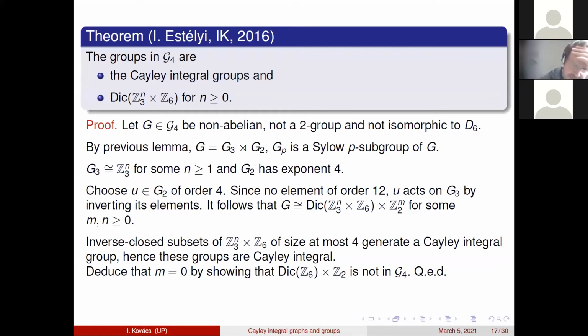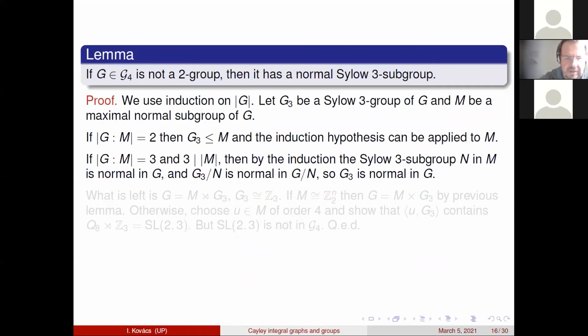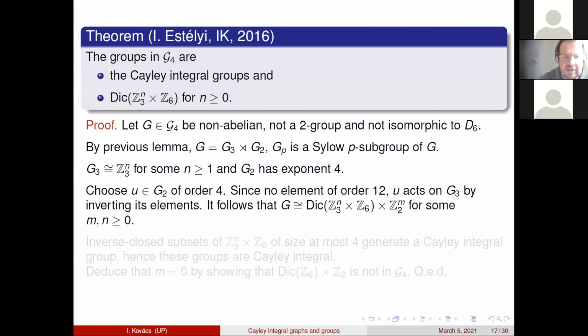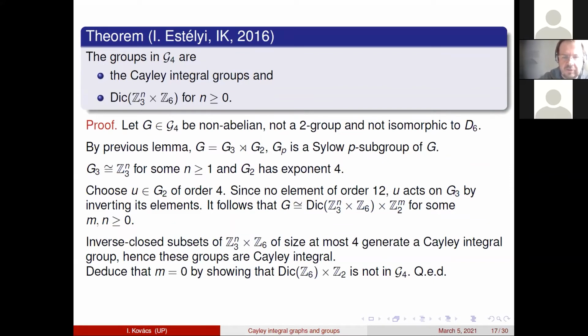Our next goal was to classify or to study the groups in the class G3, so all the groups whose Cayley graphs of valency at most 3 are integral. And there were problems here. For example, SR23 will be in G3, so you cannot use this approach. And also A4 is in G3, so you cannot use this approach either. So it was much more complicated than the class G4.